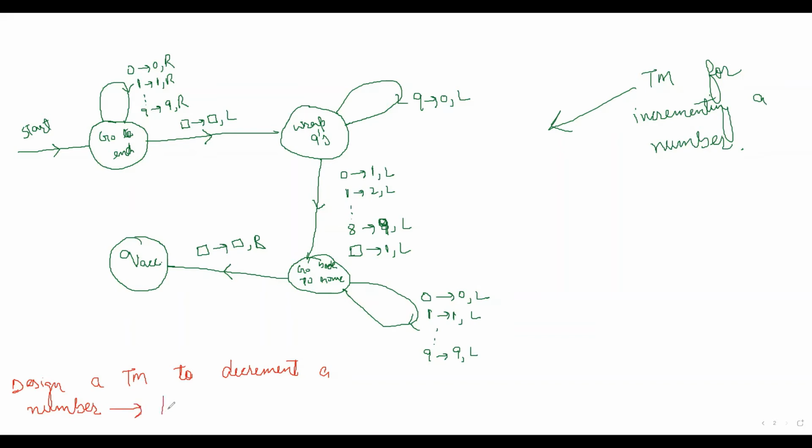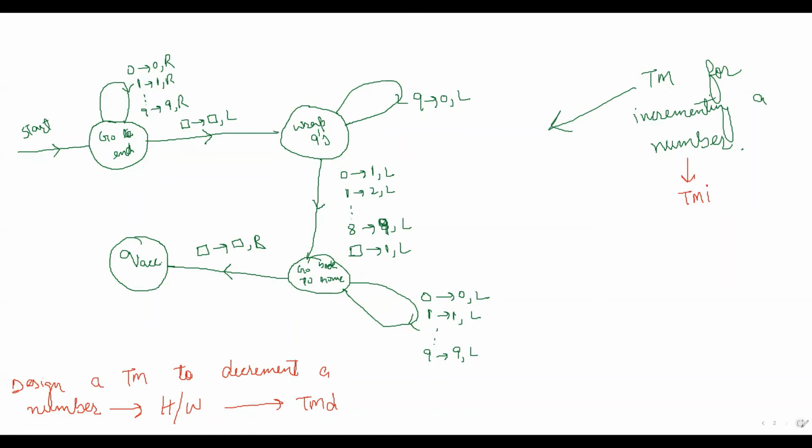So this will be your homework. You have to design a Turing machine to decrement a number. Let's name the earlier Turing machine as Turing machine I, where I means Turing machine for incrementing. You have to design a TMD, Turing machine for decrementing a number. So these are two Turing machines, and this is your homework.